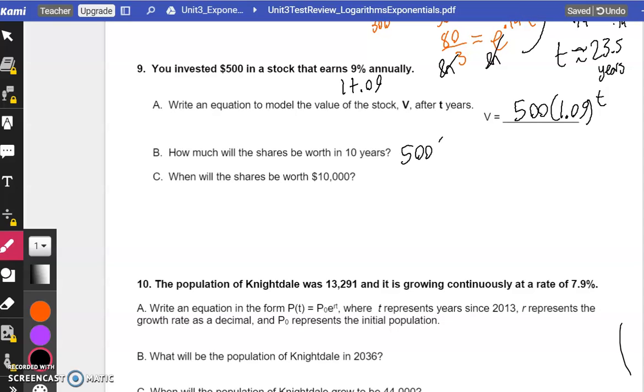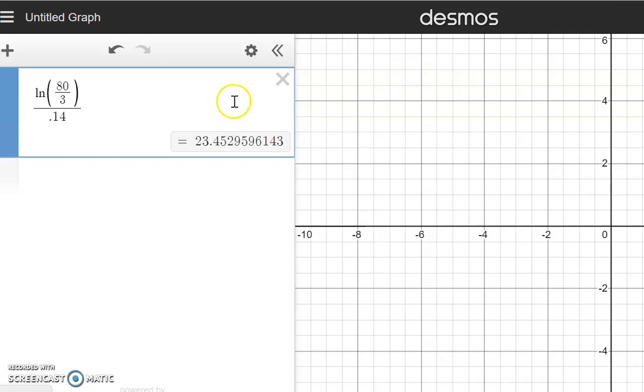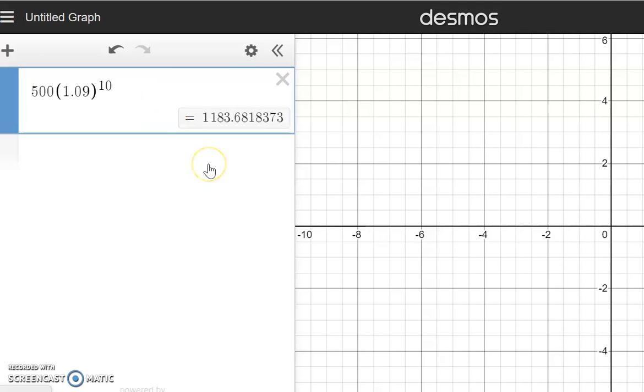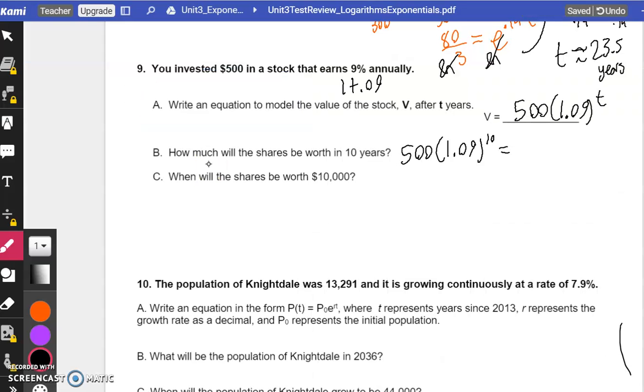That's simple, 500 times 1.09 to the 10th power, which we can type into Desmos. And get 1,183.68 dollars.